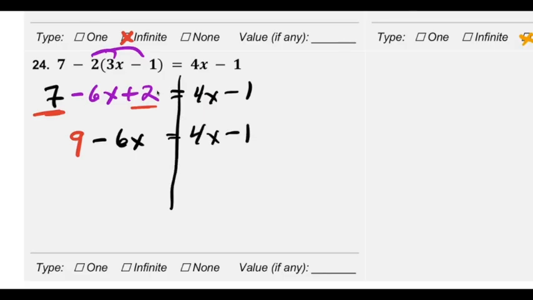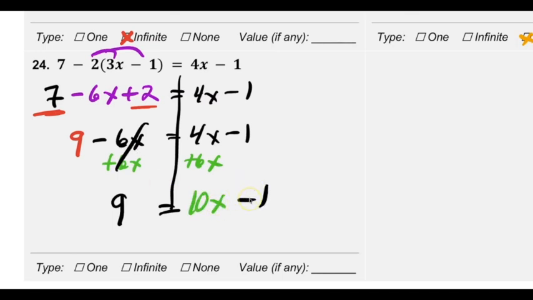Now with this, we're going to solve. I'm going to add the 6x to both sides. Get rid of this negative 6x. So plus 6x, plus 6x. Those are gone. I get 9 equals 10x minus 1. And then I just have to solve for the 10x.